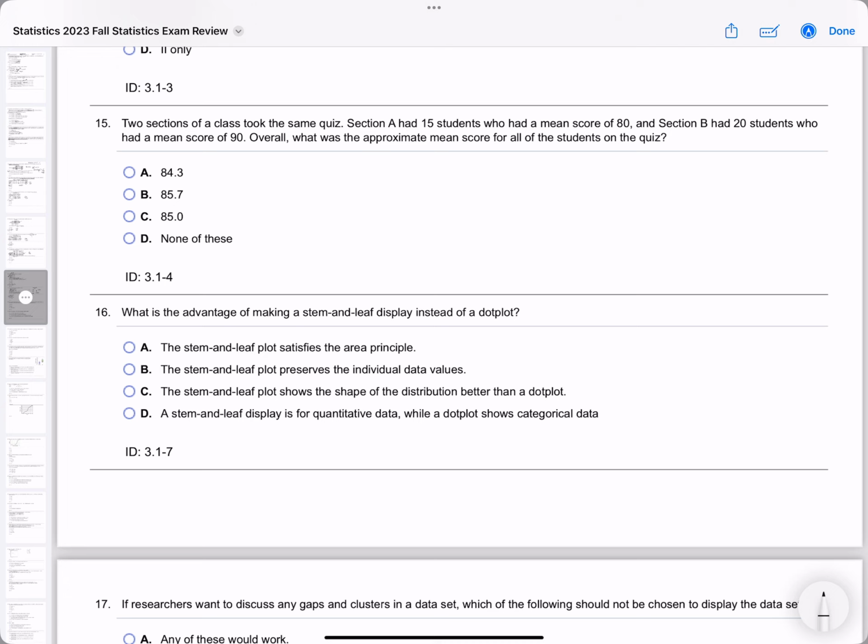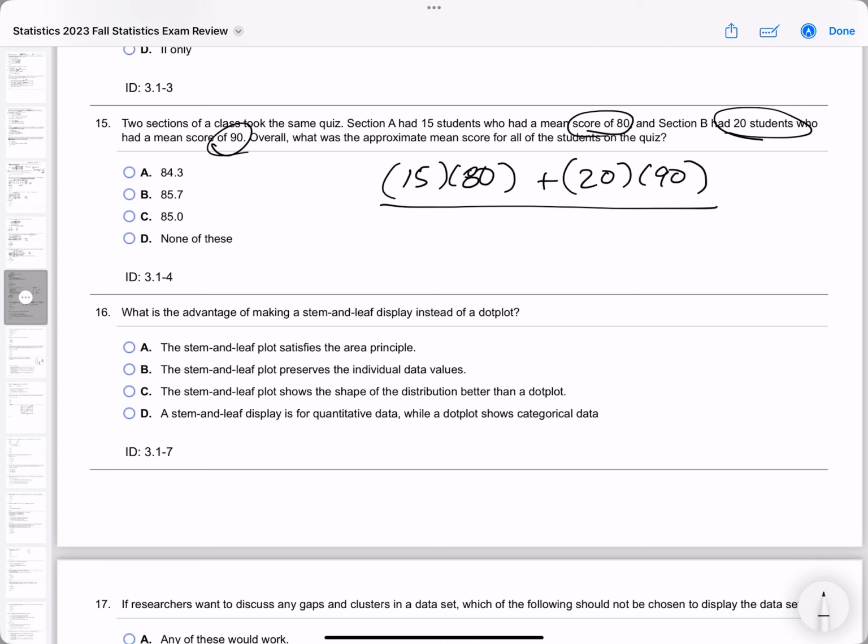Okay, so 2 sections of a class took the same quiz. Section A had 15 students who had a mean score of 80. Section B had 20 students who had a mean score of 90. So I had 15 students at 80 plus 20 students at 90. If I divide by 35 total students, that will get me my weighted average, and that's going to be 85.7.